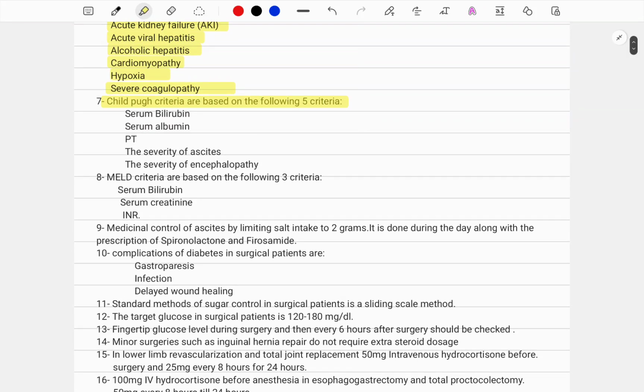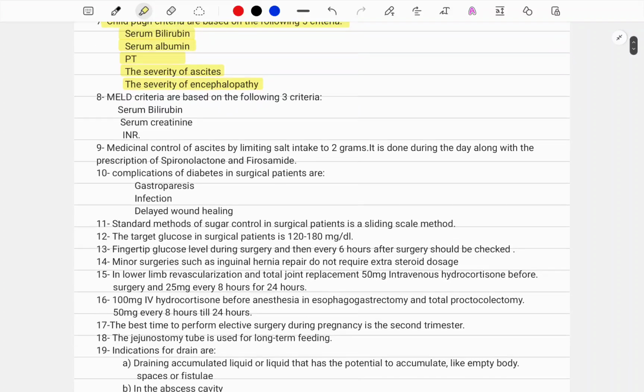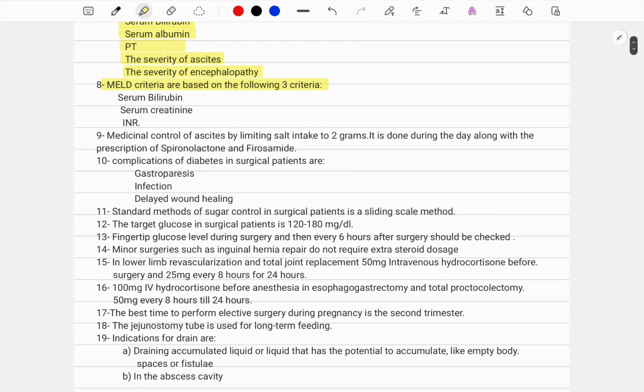And also we have said that to assess the function of the liver and to know the severity of the liver disease, Child-Pugh criteria are used, which utilize these 5 factors: serum bilirubin, serum albumin, PT, the severity of ascites, and the severity of encephalopathy. MELD criteria are based on the following 3 criteria: serum bilirubin, serum creatinine, and INR.